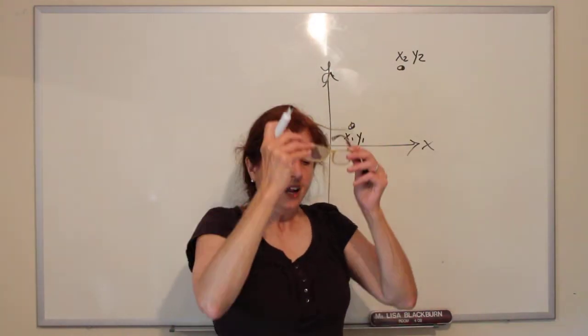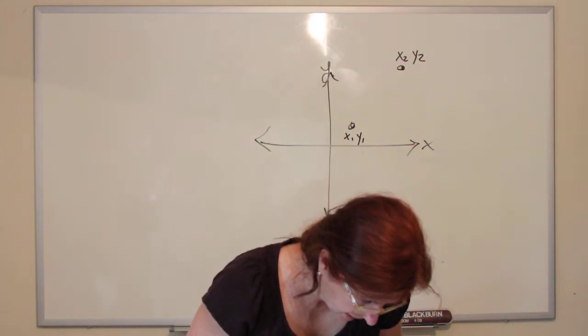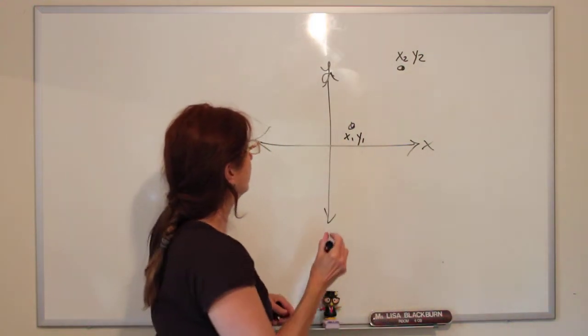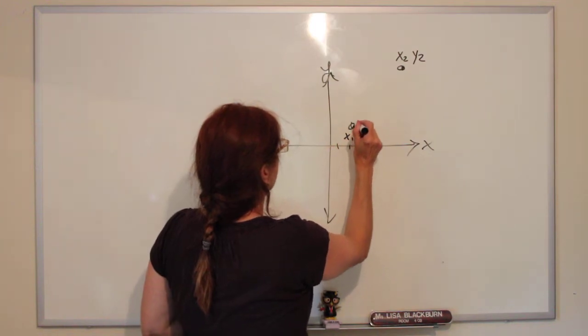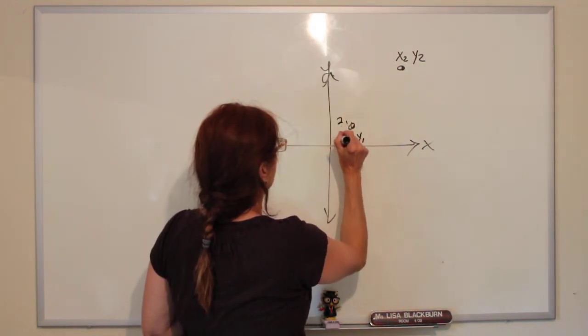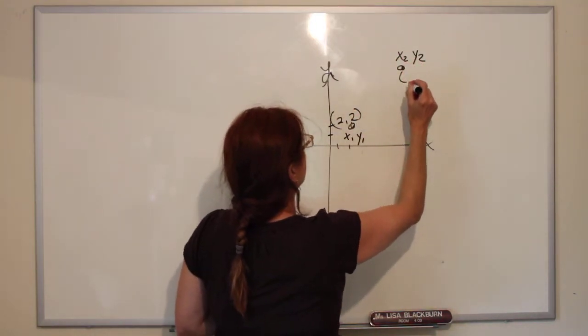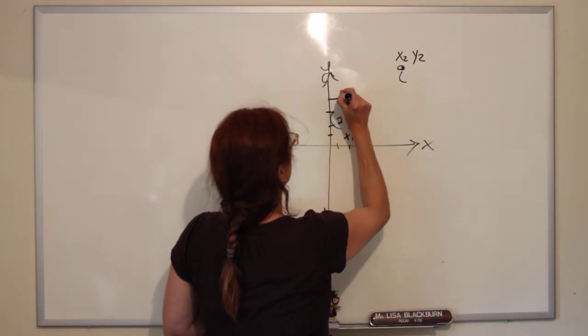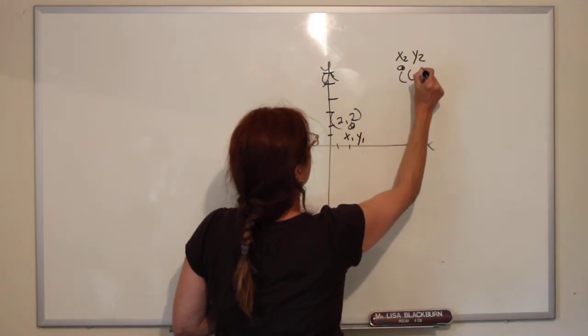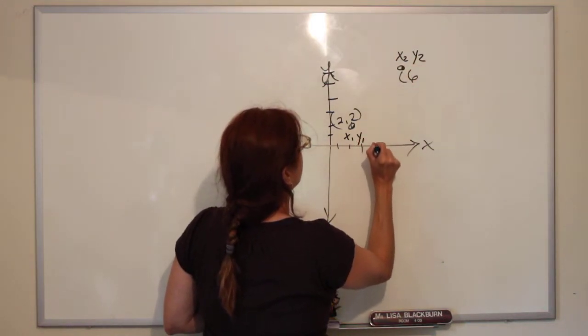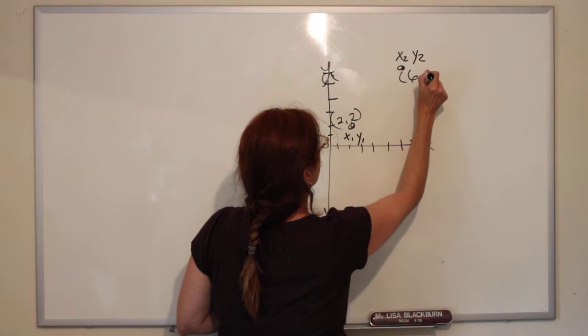If we have these 2 points, let's do it with something real. We'll say this is x2, y2, and this one is 4, 5, 6. I'd say that's about 6.